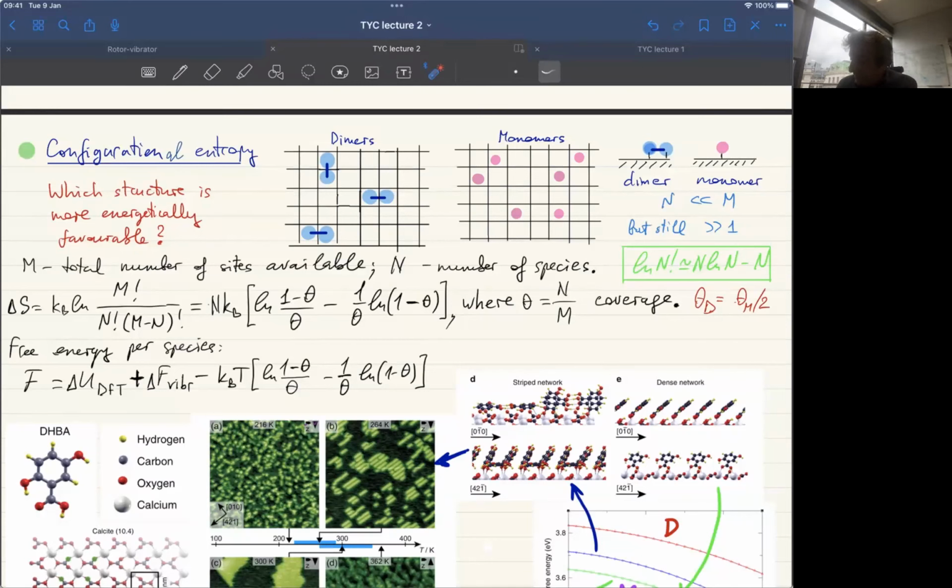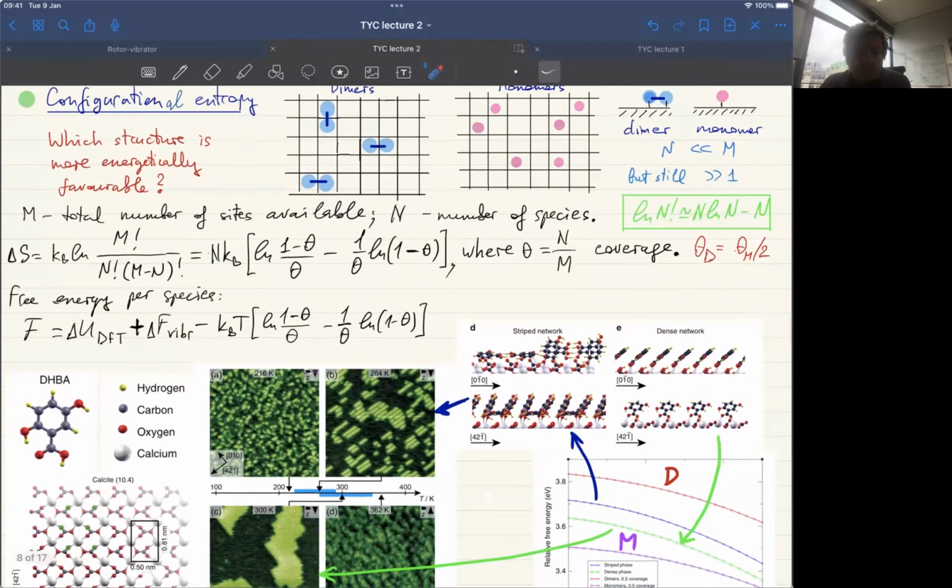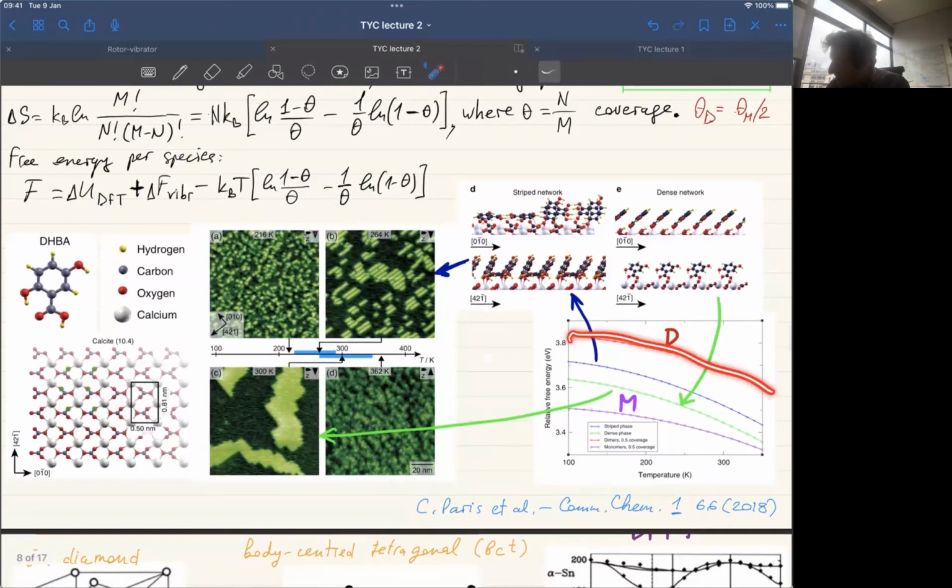So, and the result can be actually written in then via the coverage, number of molecules per number of sites, both for monomers and dimers. And here you can see two other curves showing monomers and dimers. And there was a very interesting question as to why monomers free energy is the lowest of all.